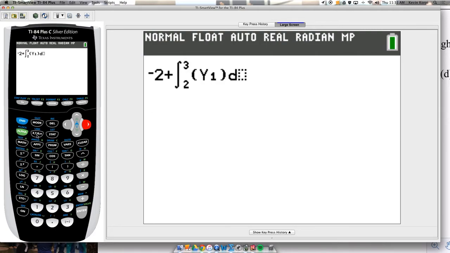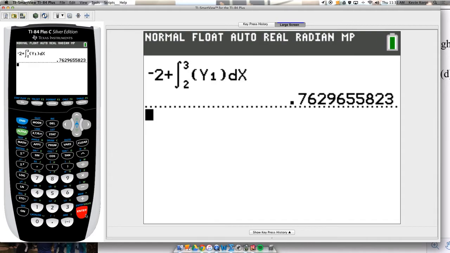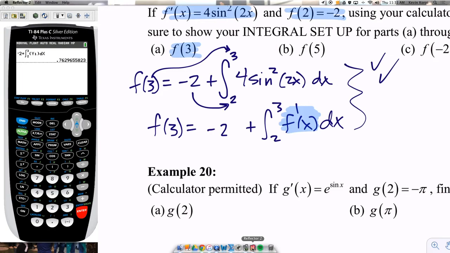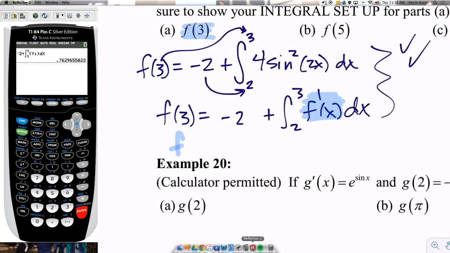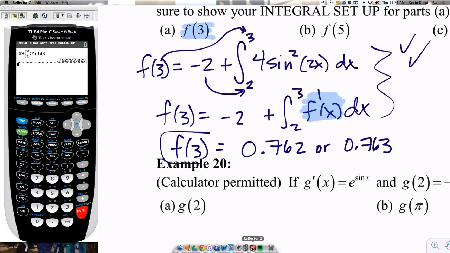And then dx. All right, so I've already written it on my paper, my iPad. I hit enter. I let the calculator do all the work. And then all I have to do is write my answer down underneath there. I won't use a highlighter though. F of 3. And then again, how many decimals do we report? 3. So 762 or 0.763, round or truncate.